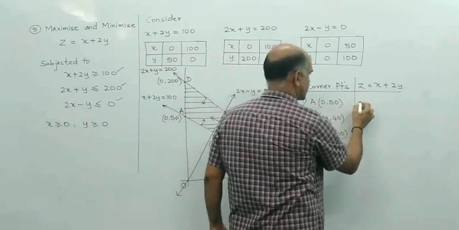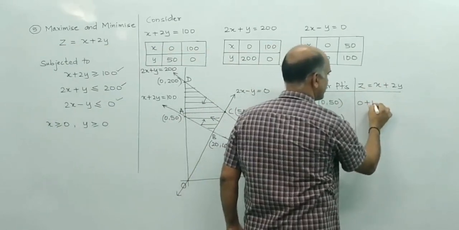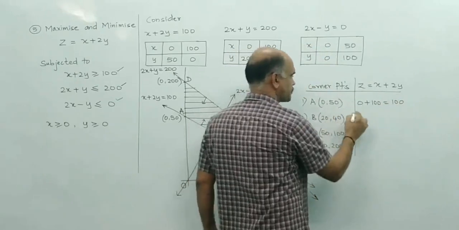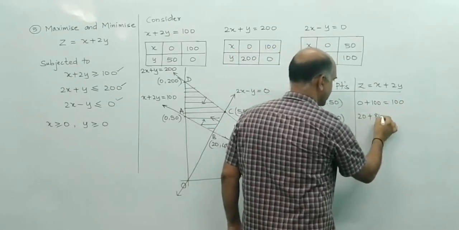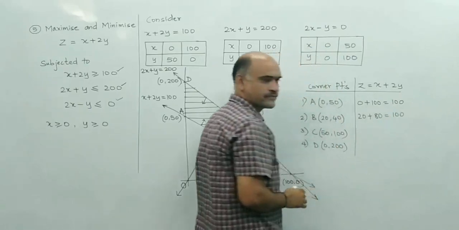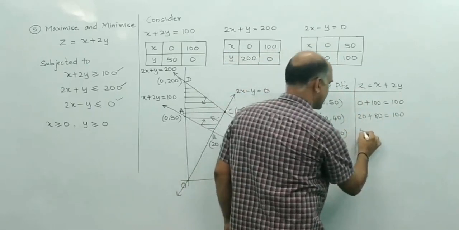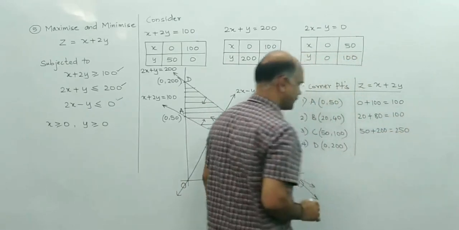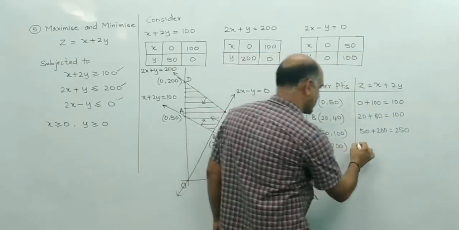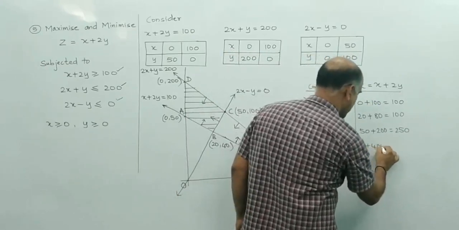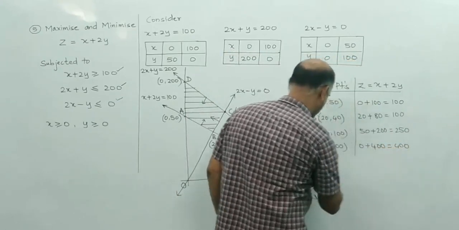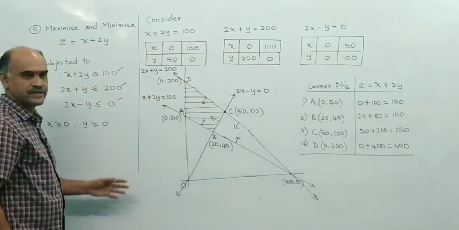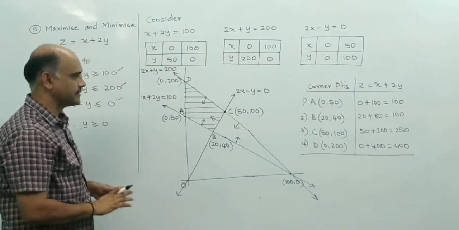If you substitute 0,50, 0 plus 50 into 2, you will get 100. Substitute 20,40, 20 plus 80, you will get 100. If I substitute 50 and 100, 50 plus 200, you will get 250. If I substitute 0,200, 0 plus 400, so you will get 400. Then write the maximum and minimum value.